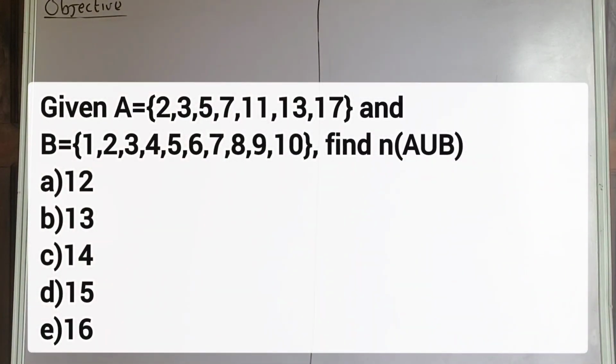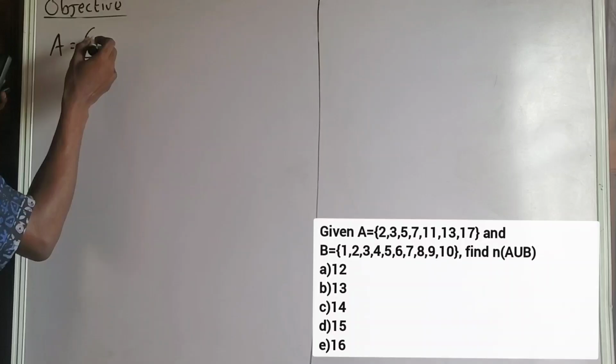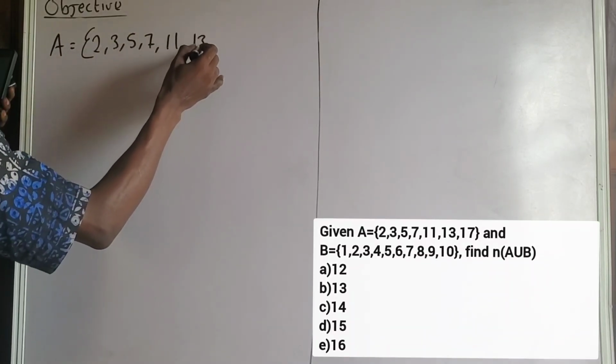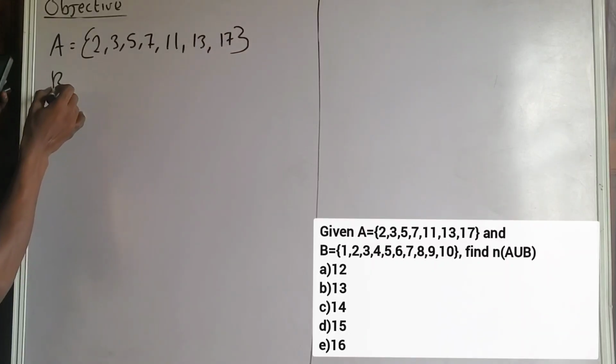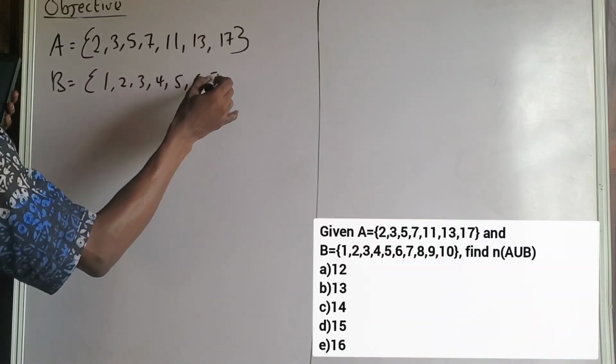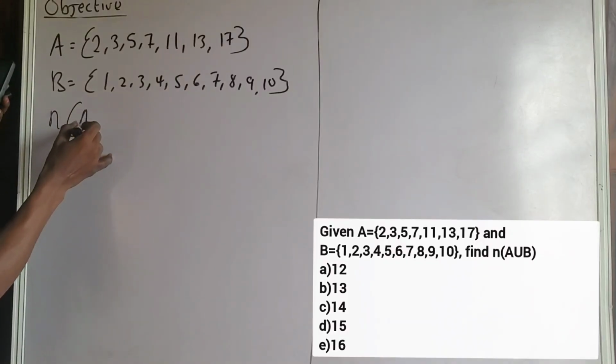Given that set A equals {2, 3, 5, 7, 11, 13, 17}, and set B equals {1, 2, 3, 4, 5, 6, 7, 8, 9, 10}, find the number of elements that are present in the union of A and B. Okay. We are given that A equals 2, 3, 5, 7, 11, 13, and 17, and set B equals 1, 2, 3, 4, 5, 6, 7, 8, 9, 10. Okay. We are looking for n(A union B).